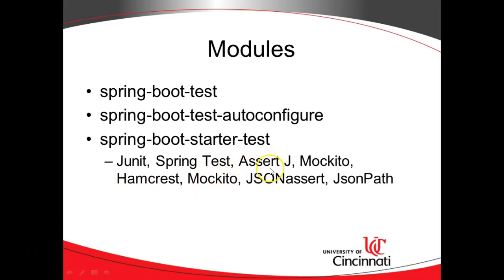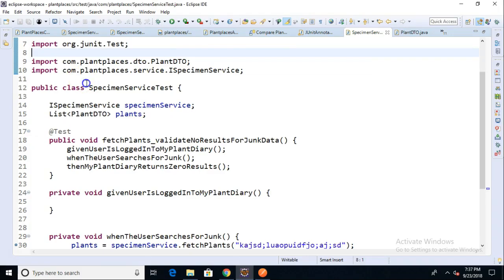JUnit, Spring Test, AssertJ, Mockito. We're going to use JUnit, Spring Test, and Mockito. There are several others that you can use here. So Spring Boot Starter Test kind of comes pre-packaged with some of the most common libraries that we're going to use in unit testing. So back to our test now.